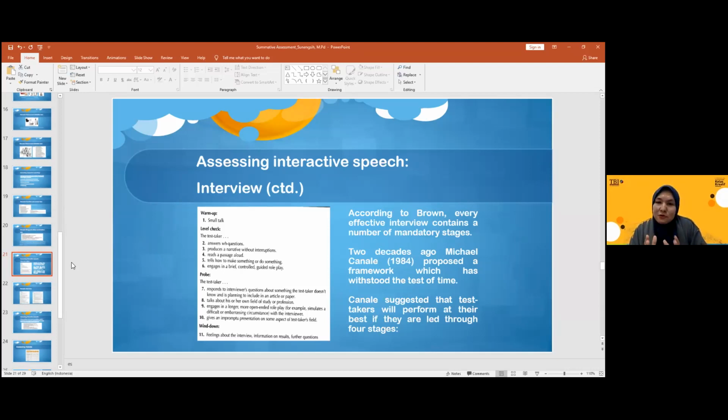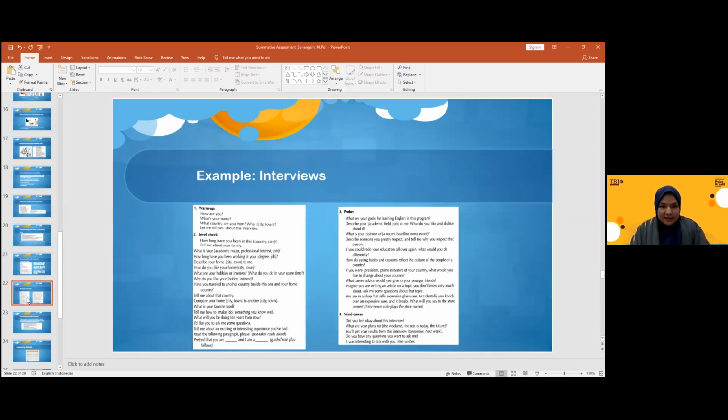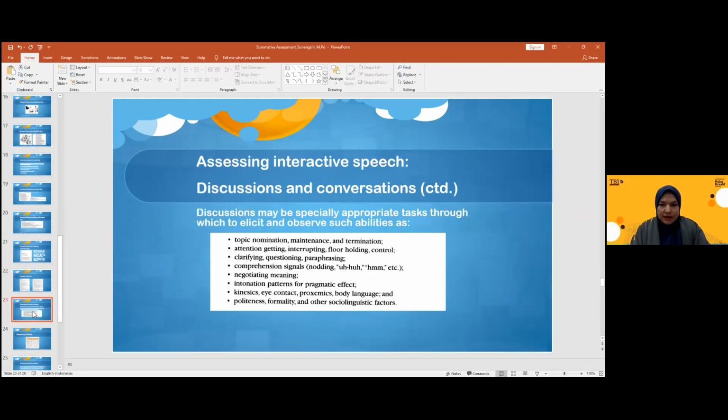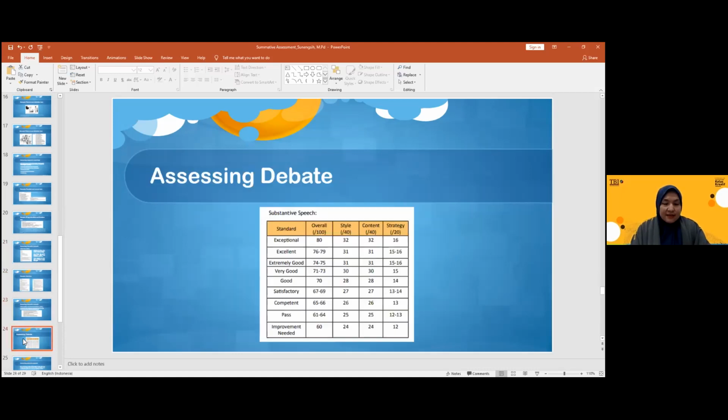The rubric is based on your interest, whether you want to see their fluency, their pronunciation, their accuracy, or their relevancy in connecting to the context or the purpose of speaking. This is an example of an interview, and this is discussion and conversation as an interactive activity, and this is the kind of rubric to measure debate also. You can see my slide after this.